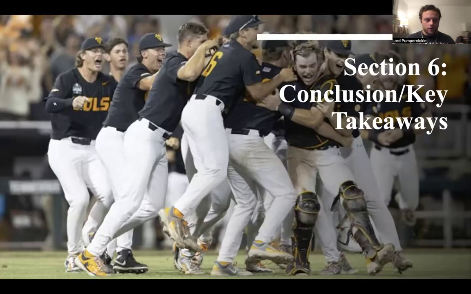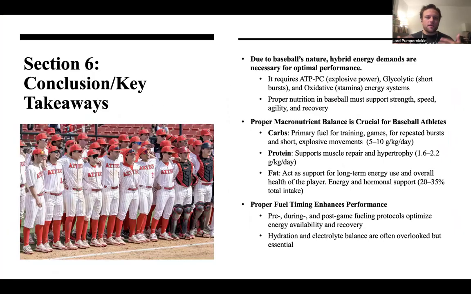Now, to conclude this presentation, what are some key takeaways? Due to baseball's nature, hybrid energy demands are necessary for optimal performance. So proper nutrition in the ATP, glycolytic, and oxidative energy systems is needed to support strength, agility, and recovery. A proper macronutrient balance is crucial, as you want carbs for training, games, repeated bursts and short explosive movements, protein for muscle repair and hypertrophy, and fat for long-term energy use and overall health of the player.